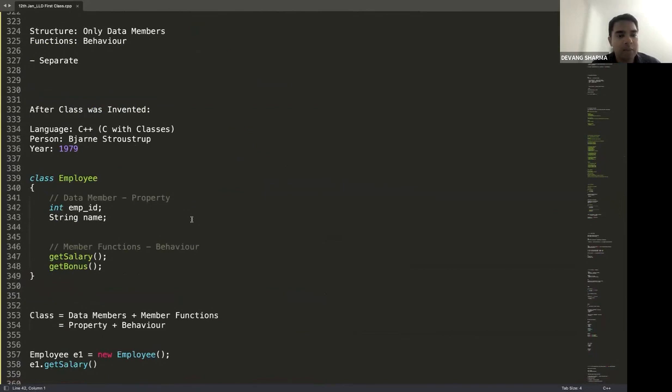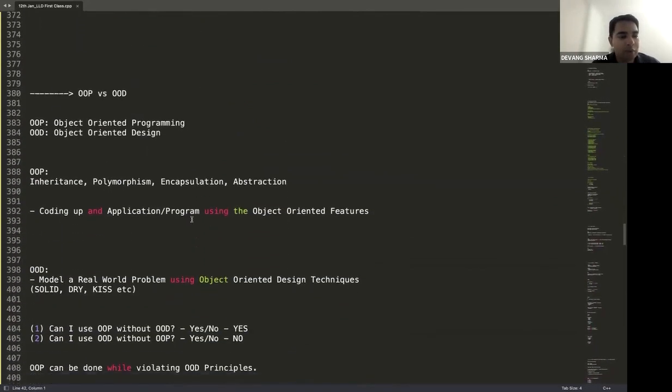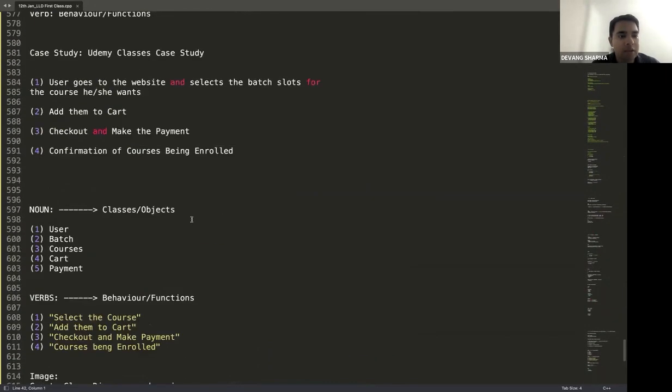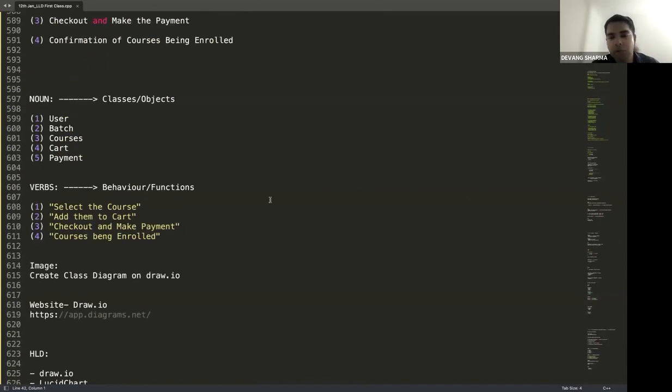We talked about classes, what happens when they are not created, what happens after they are created. We talked about object-oriented programming versus object-oriented design in detail. We talked about class and objects along with real-world examples. Finally, we implemented the NVT technique to create a diagram in draw.io using a case study for Udemy.